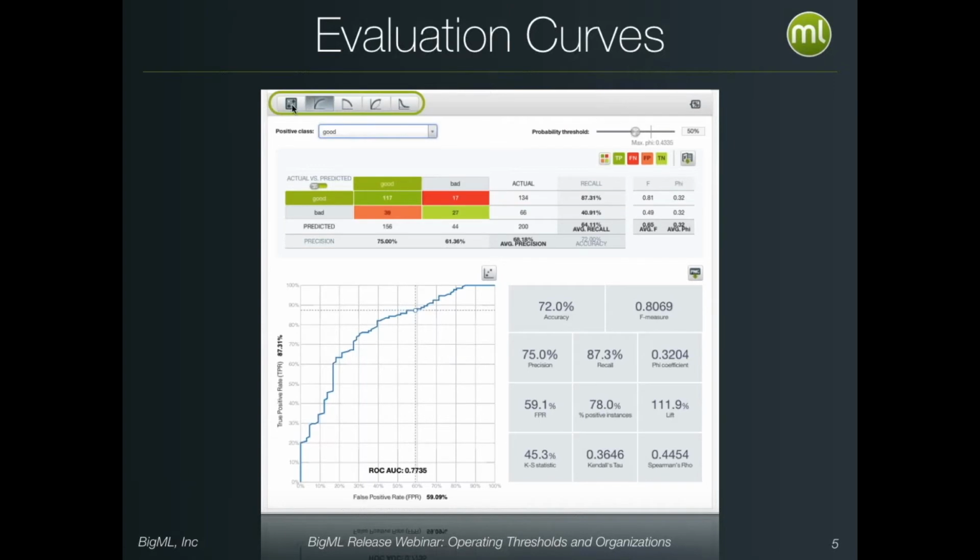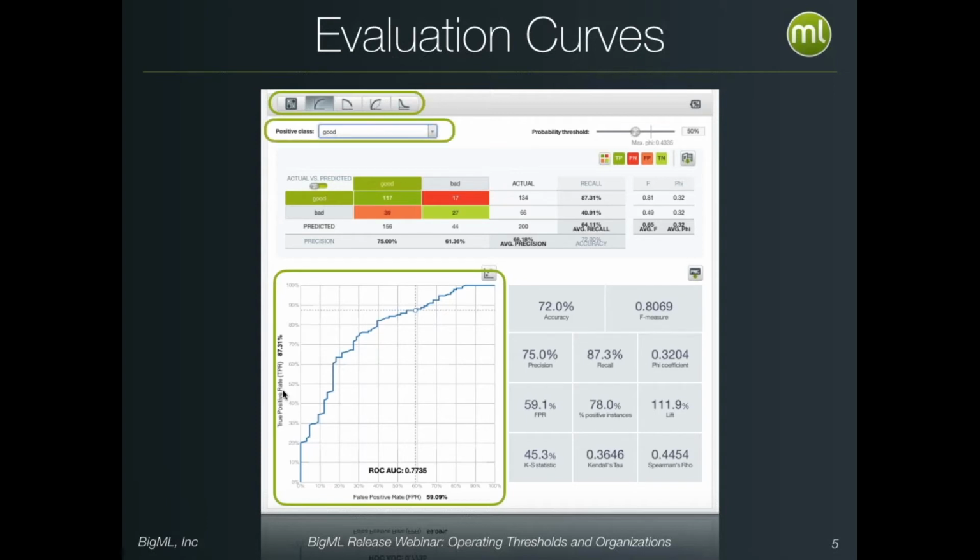So up here, by default, we show you the confusion matrix for this model at the given default probability threshold. And if you select one of these other buttons here, we show you a curve that summarizes the model's performance. The first curve in this list of curves is the ROC curve, which basically tells you for each possible probability threshold in the model, what the false positive rate is and what the true positive rate is. And the deal is that we can change for a given class.